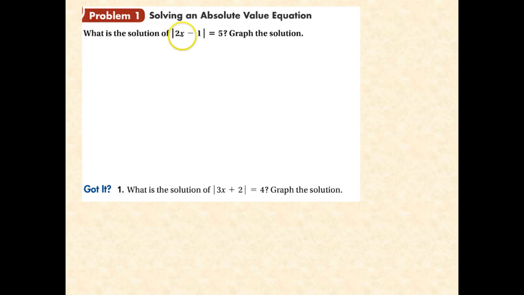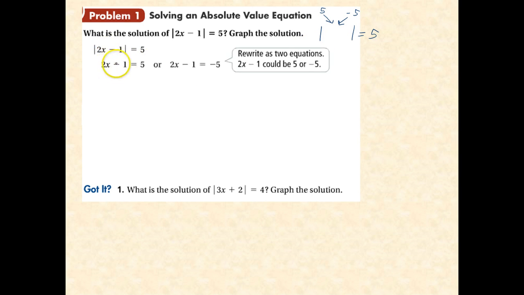What is the solution of the absolute value of 2x minus 1 equals 5? Well, here's what I want you to think about. The absolute value of something equals 5. So what numbers can this equal? It can equal 5, or it can equal negative 5. So I'm going to say that 2x minus 1 has to equal 5, or 2x minus 1 has to equal negative 5, because you can have either a 5 or a negative 5 in here.